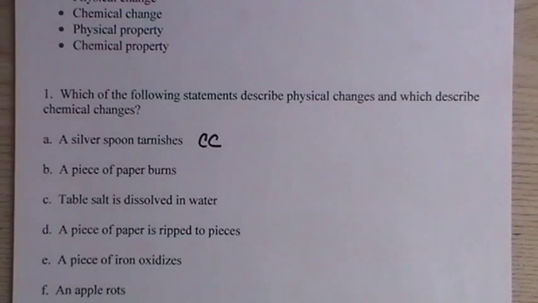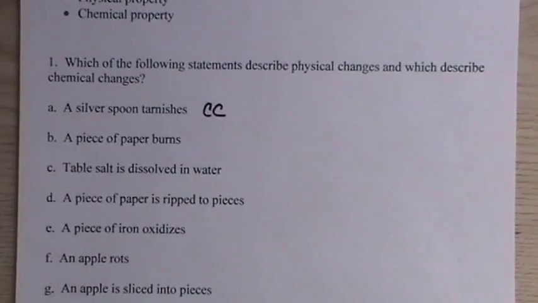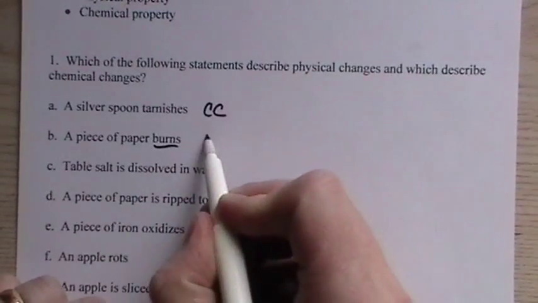You might not know what's going on when it tarnishes. What's happening is sulfides in the air. Sulfur-containing compounds react with the silver, creating silver sulfide, making it tarnish, taking away its luster. So if there's a color change, something that obviously changes it from that nice shiny metal, that is a chemical change. A piece of paper burns. See, burns, chemical change. That's it.